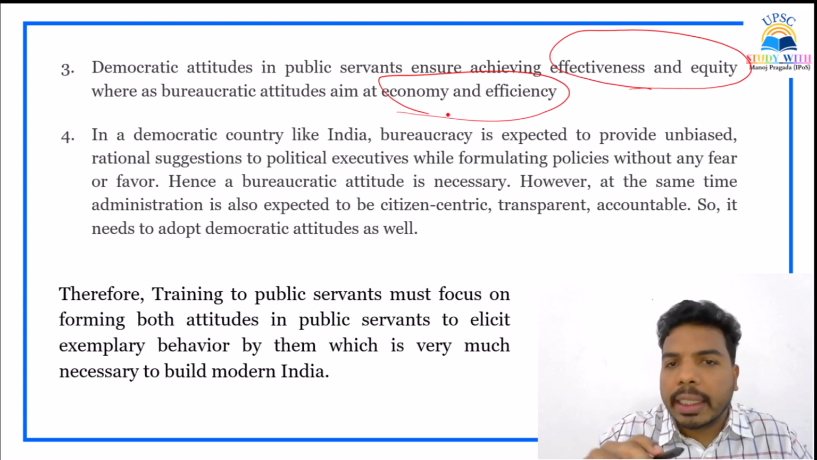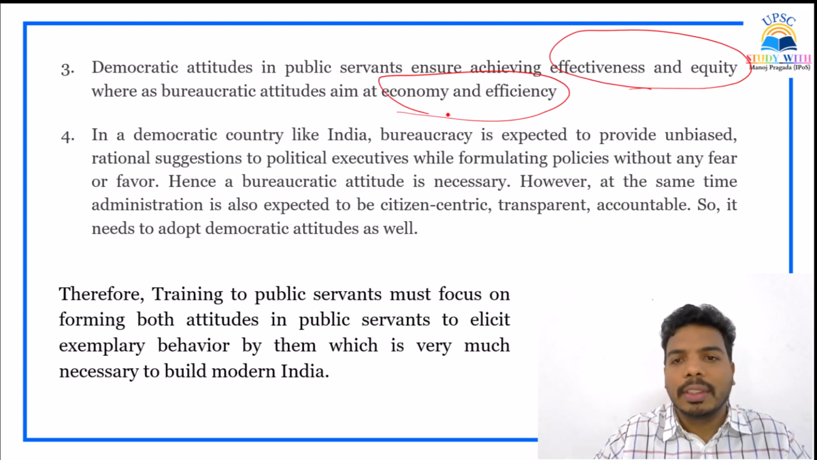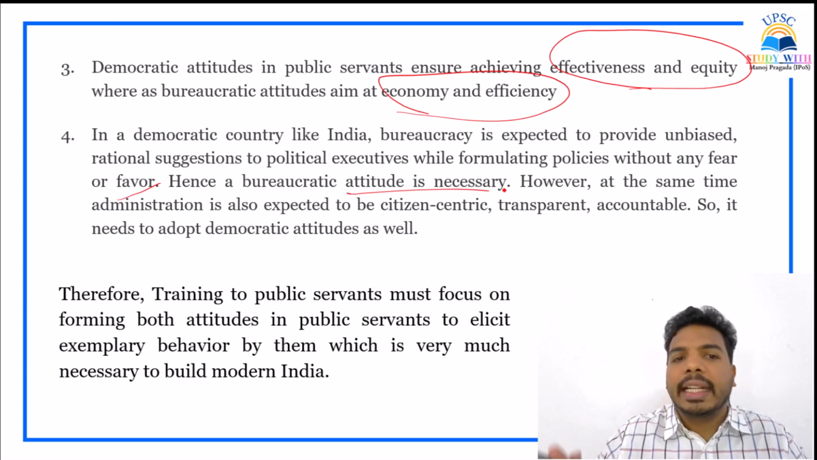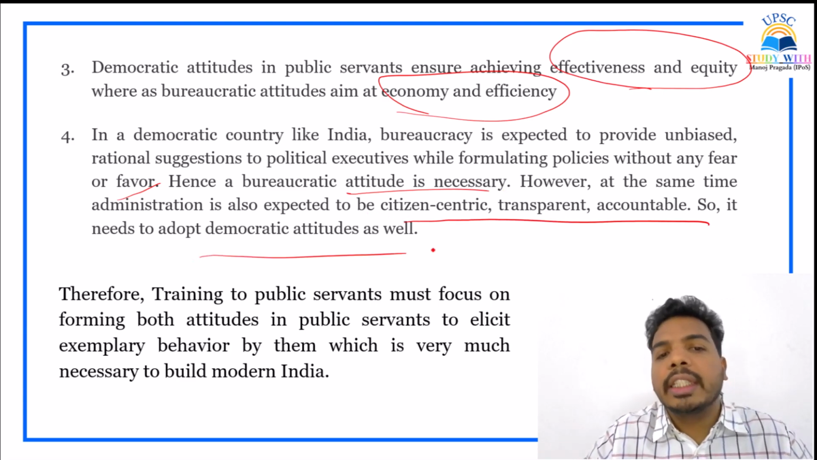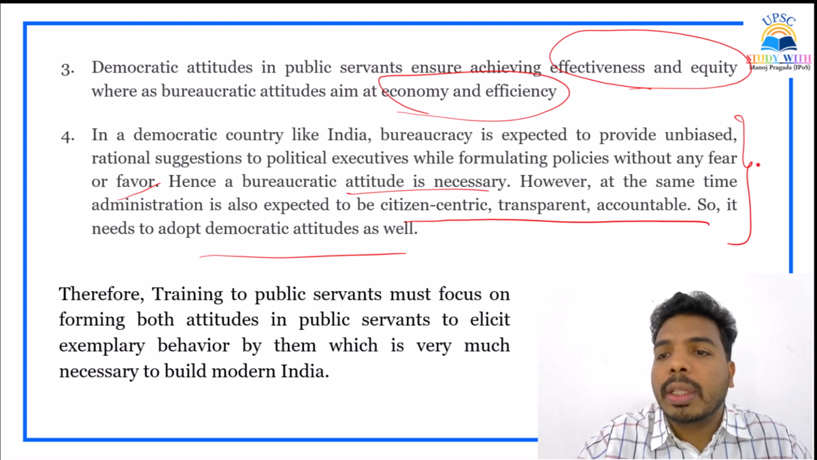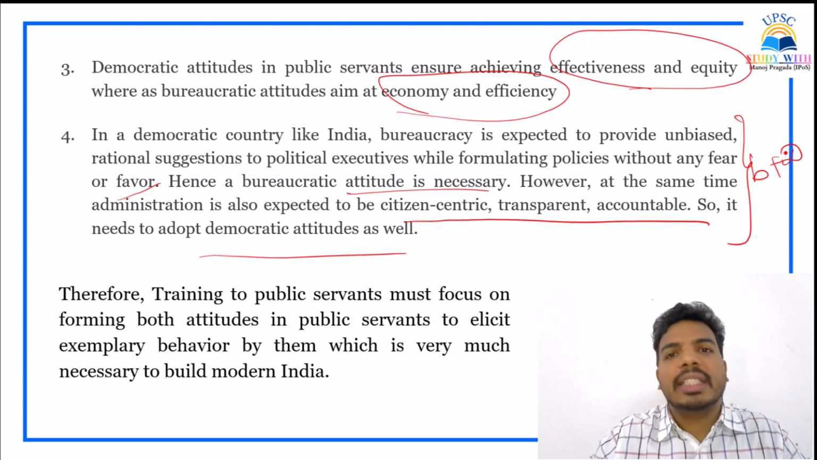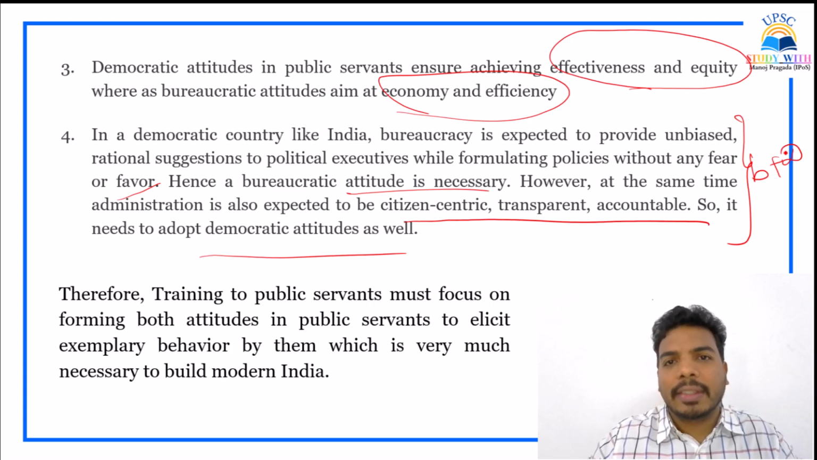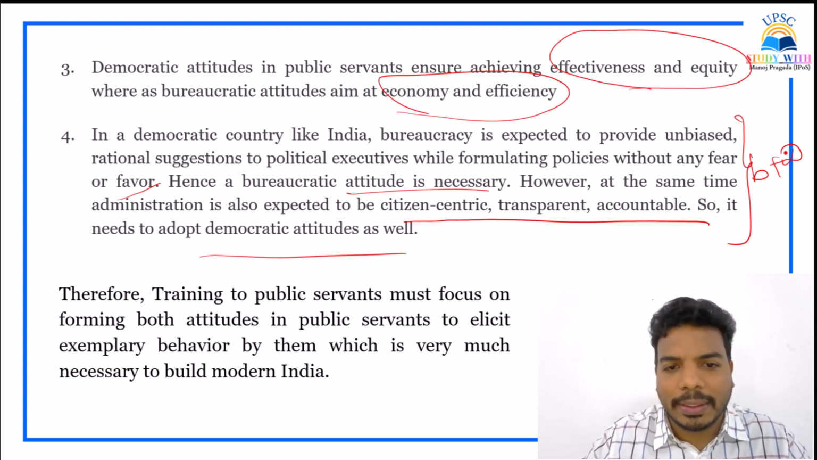What is the fourth point? In a democratic country like India, bureaucracy is expected to provide unbiased, rational suggestions to the political executive. So while formulating policies, without any fear or favor, a bureaucratic attitude is necessary. However, at the same time, administration is also expected to be citizen-centric, transparent and accountable, so it needs to adopt a democratic attitude. Again, the mix of bureaucratic plus democratic. Every public servant shall have a mix of both attitudes. One attitude will not serve all the purposes, all the situations, all the circumstances.